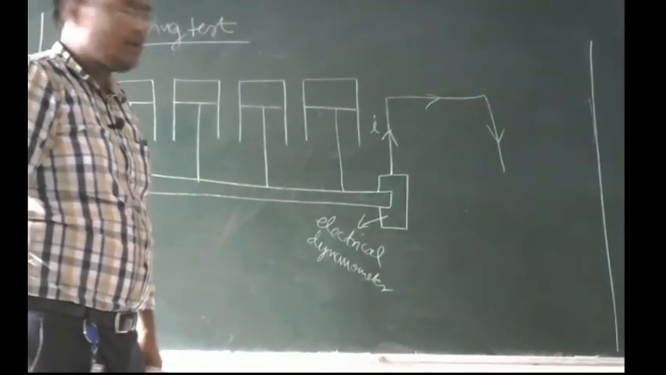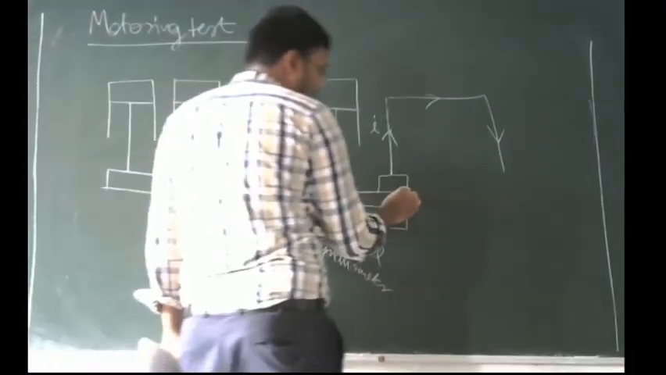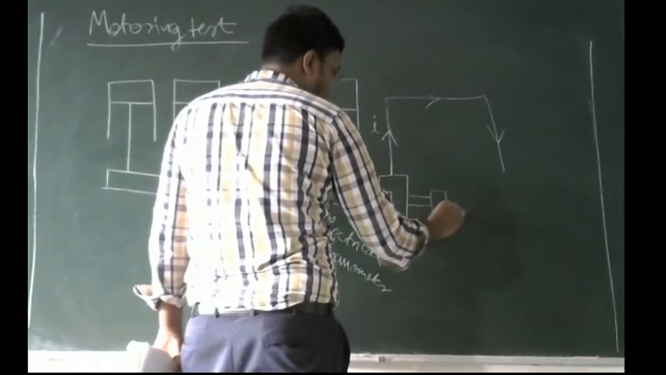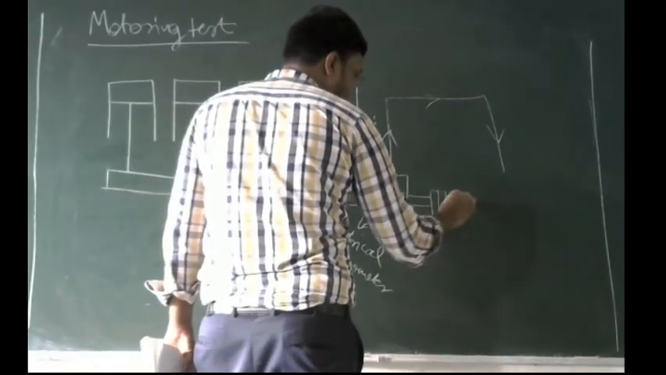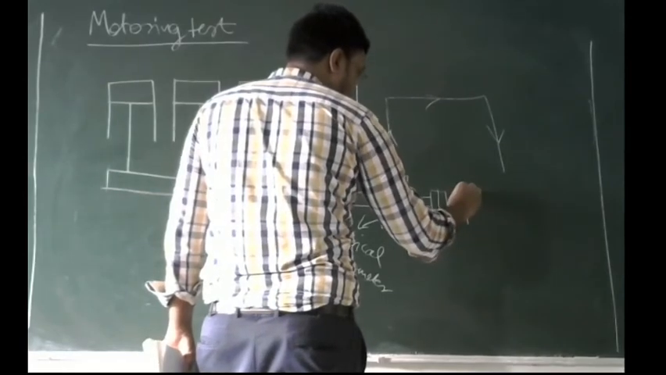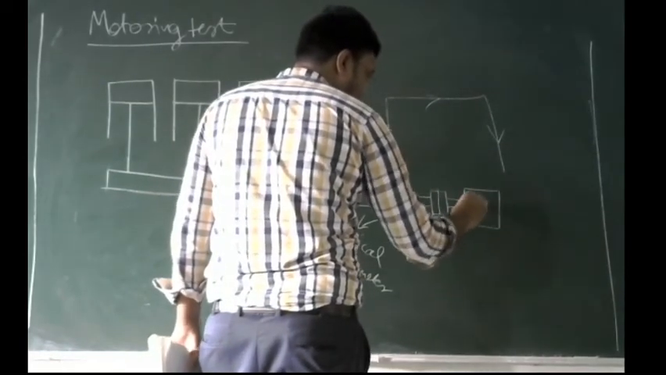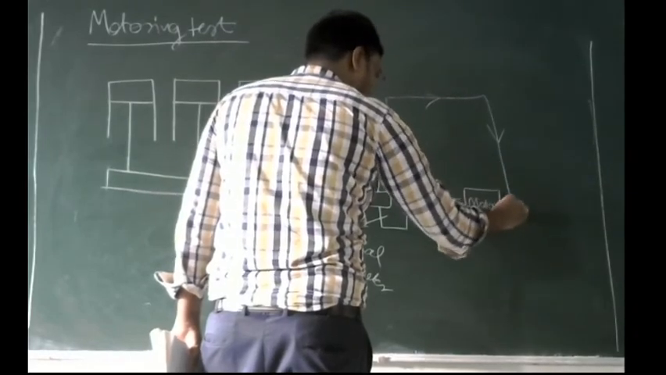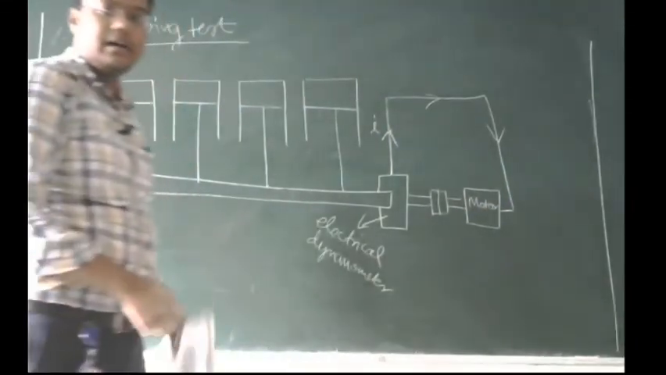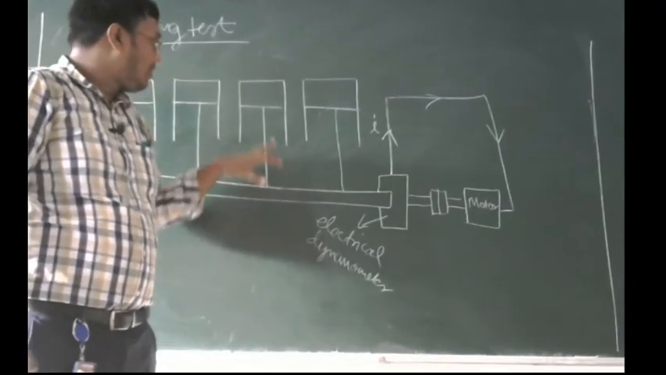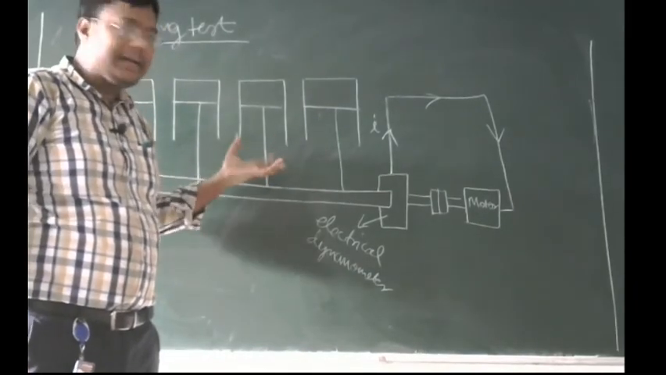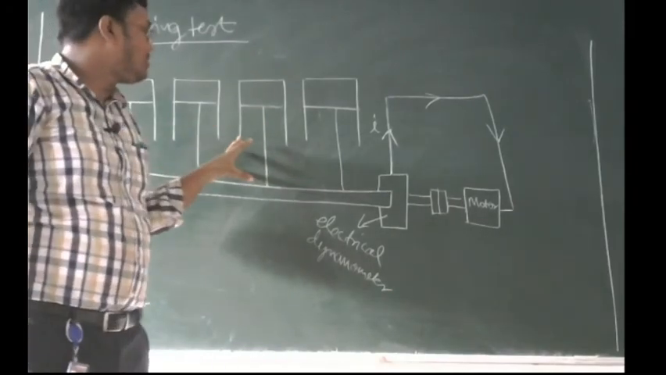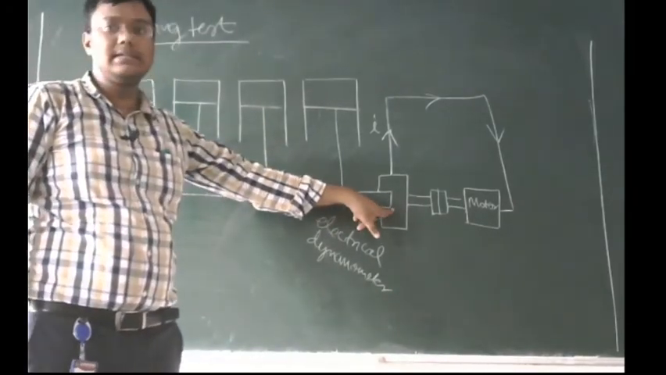Now the shaft of this dynamometer is also coupled with a motor. This is a motor. When we get the power from all the cylinders, this power is stored here in the form of electric energy.